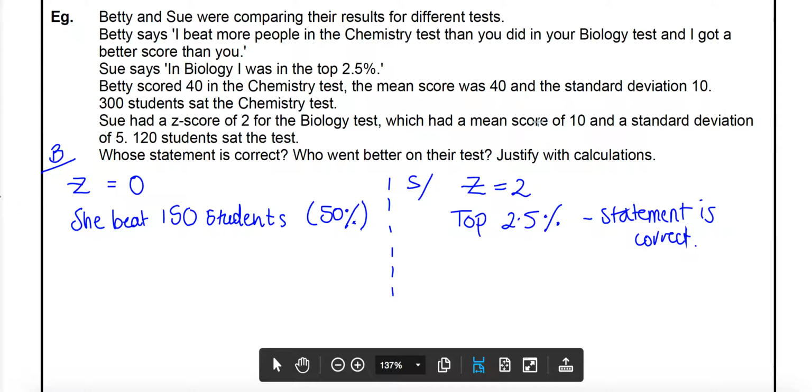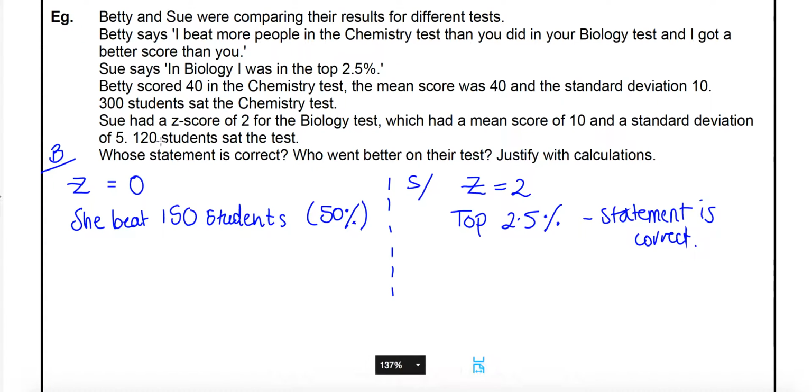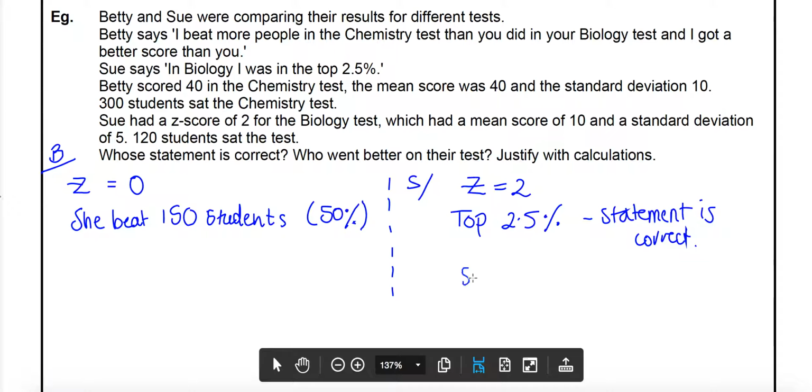Now, it says it had a mean score of 10 and a standard deviation of 5. So we could work out what her actual score is. Mean of 10, standard deviation of 5, and she was 2 above, so she scored 20. So you can see why Betty might think she has a better score. Betty scored 40, and Sue scored 20.